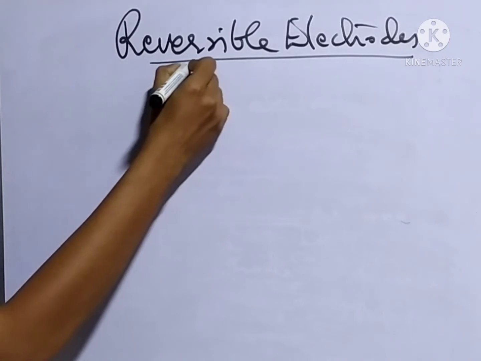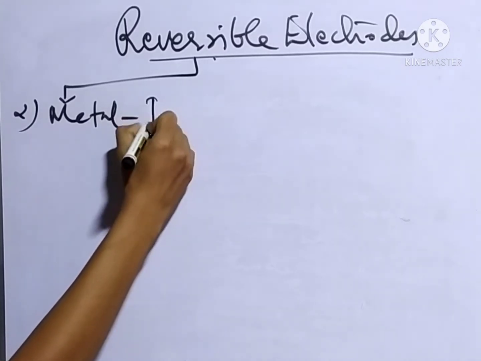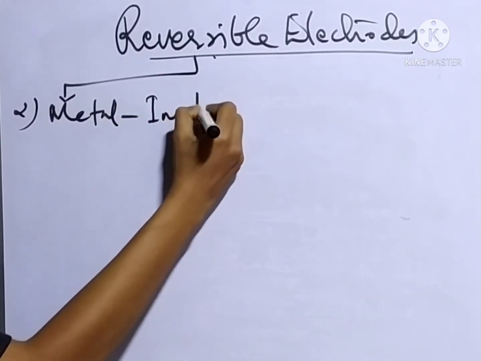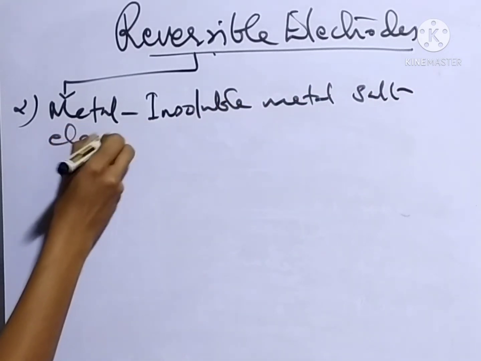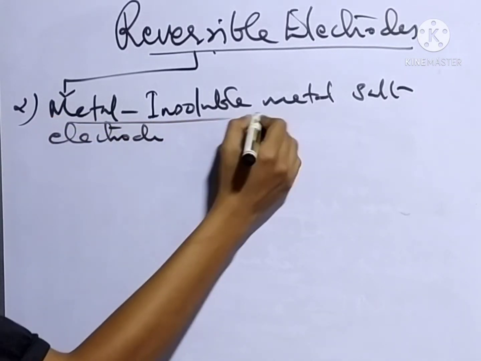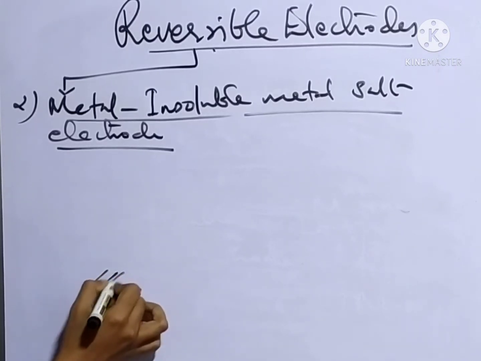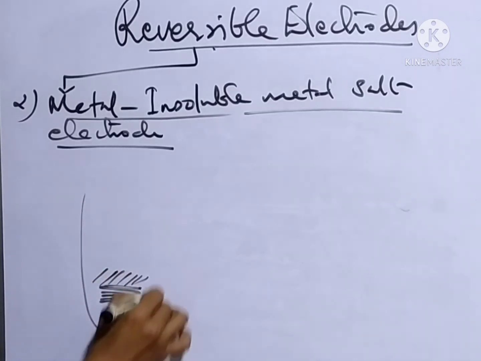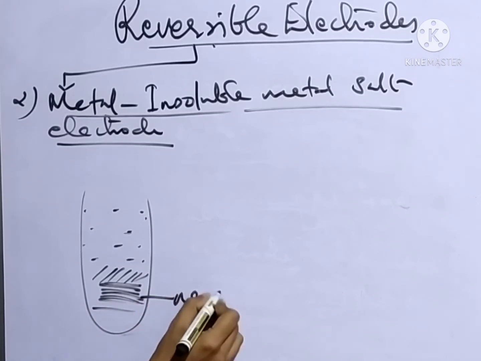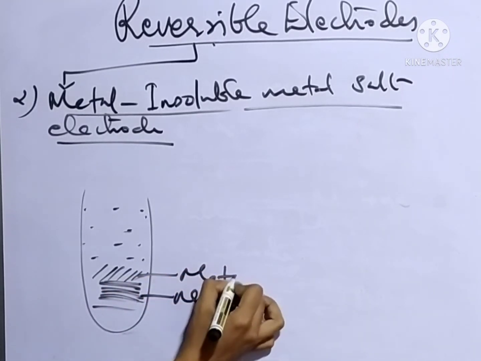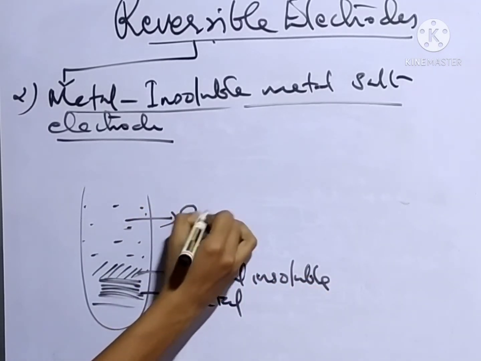The second type of reversible electrode is the metal insoluble metal salt electrode. Here the metal along with its insoluble salt is dipped in a soluble salt solution. So particularly, here this is the metal insoluble salt, and this is the soluble salt.